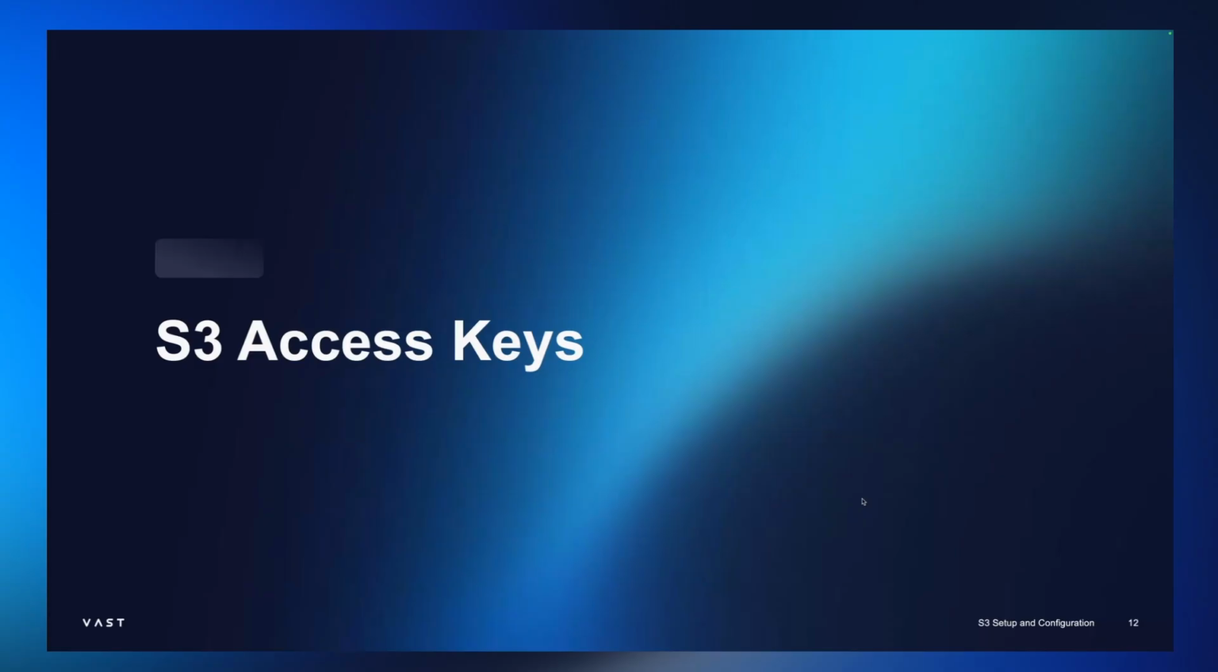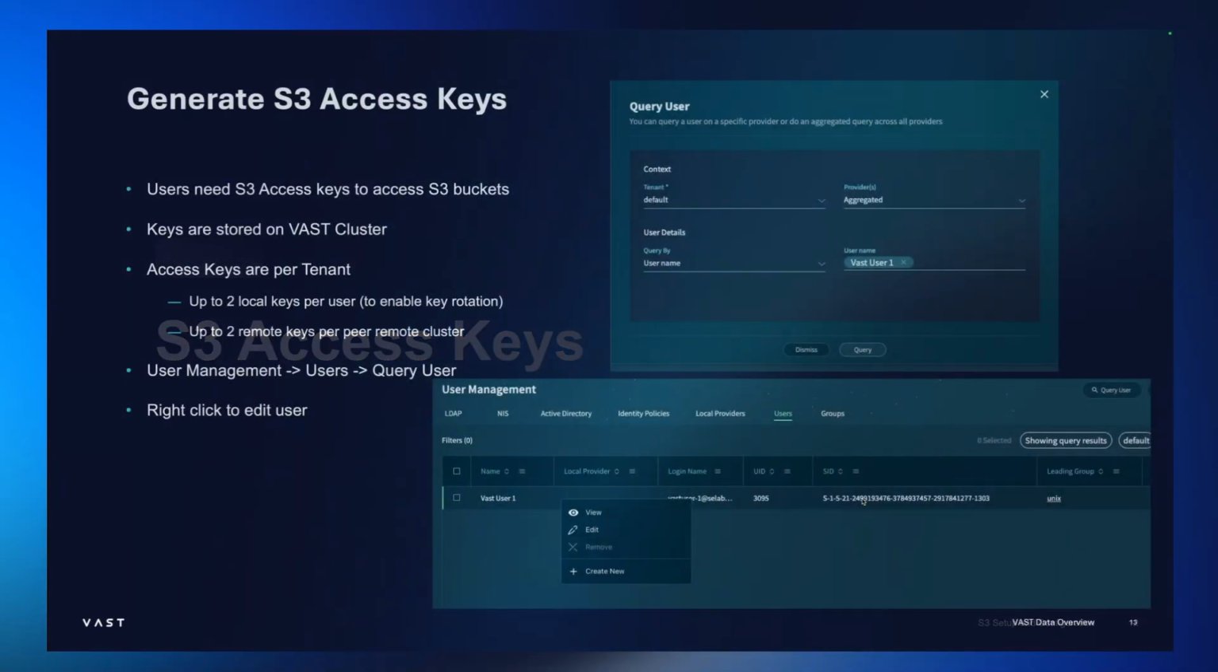S3 access keys are managed locally on the VAST cluster for users that are either defined locally or for users that exist in external providers like Active Directory or LDAP. Each cluster maintains its own set of access keys. So let's talk about how we create those.